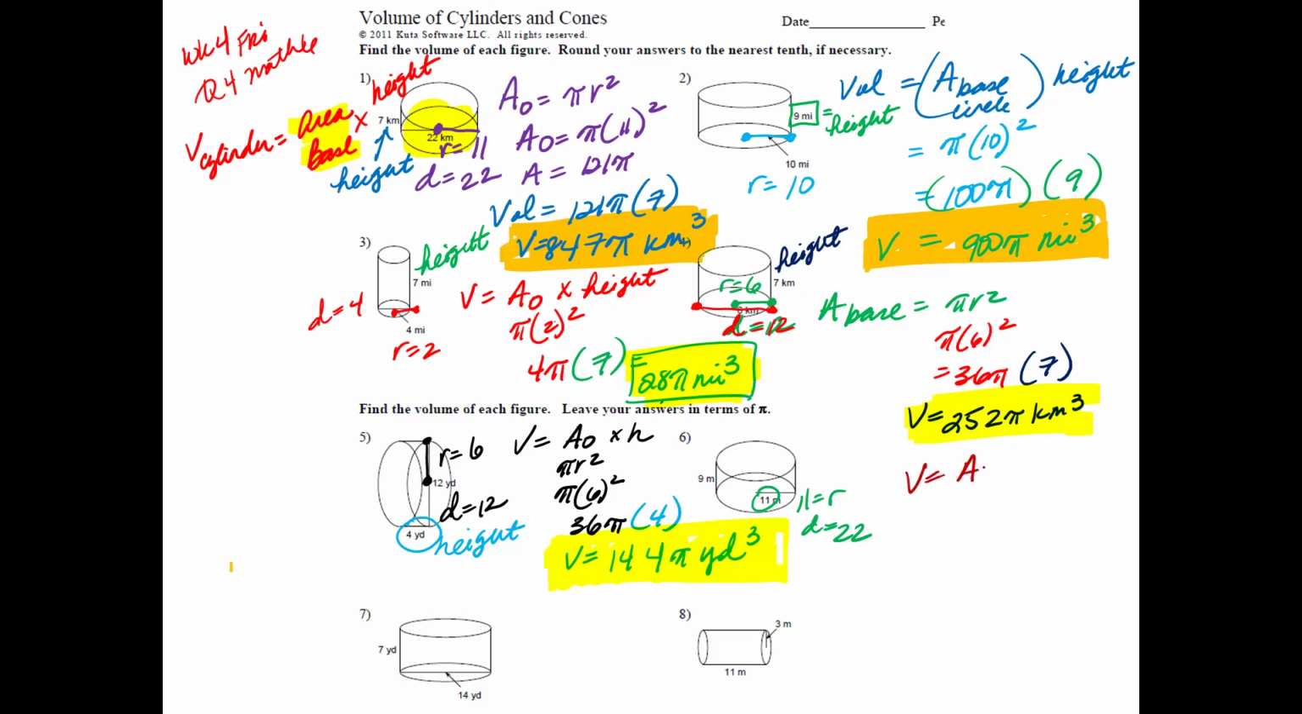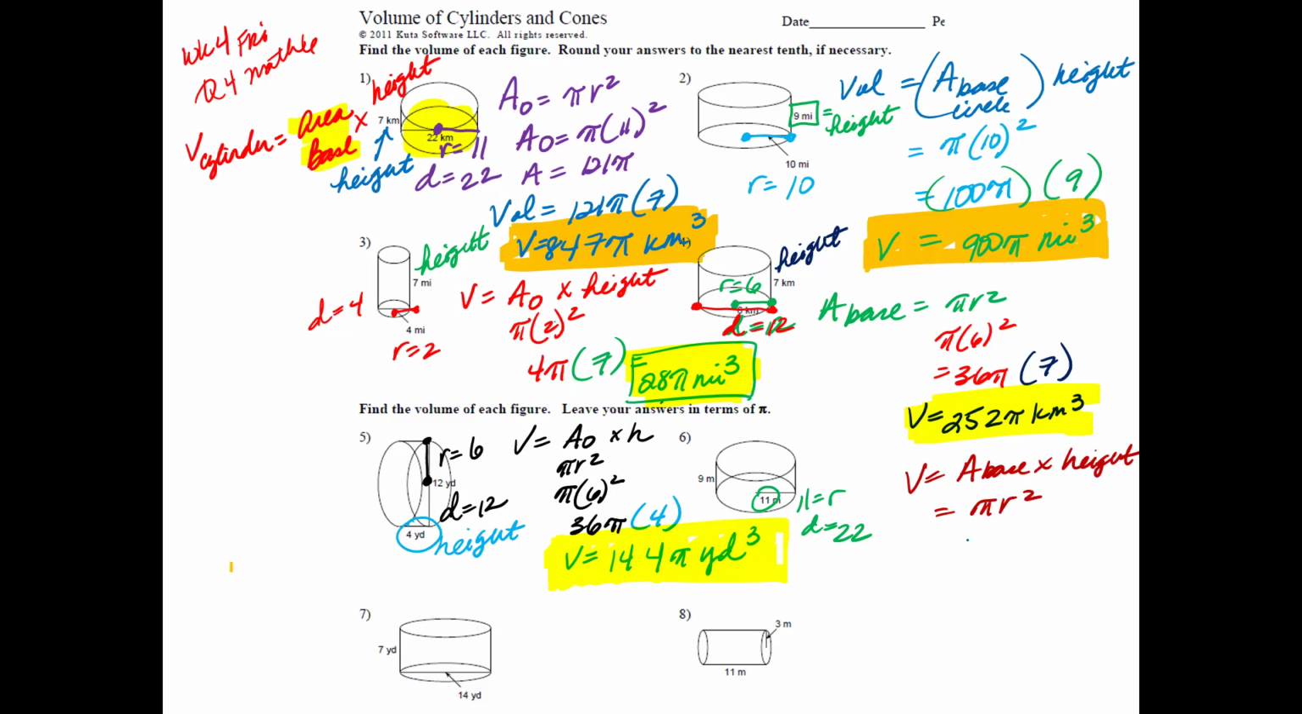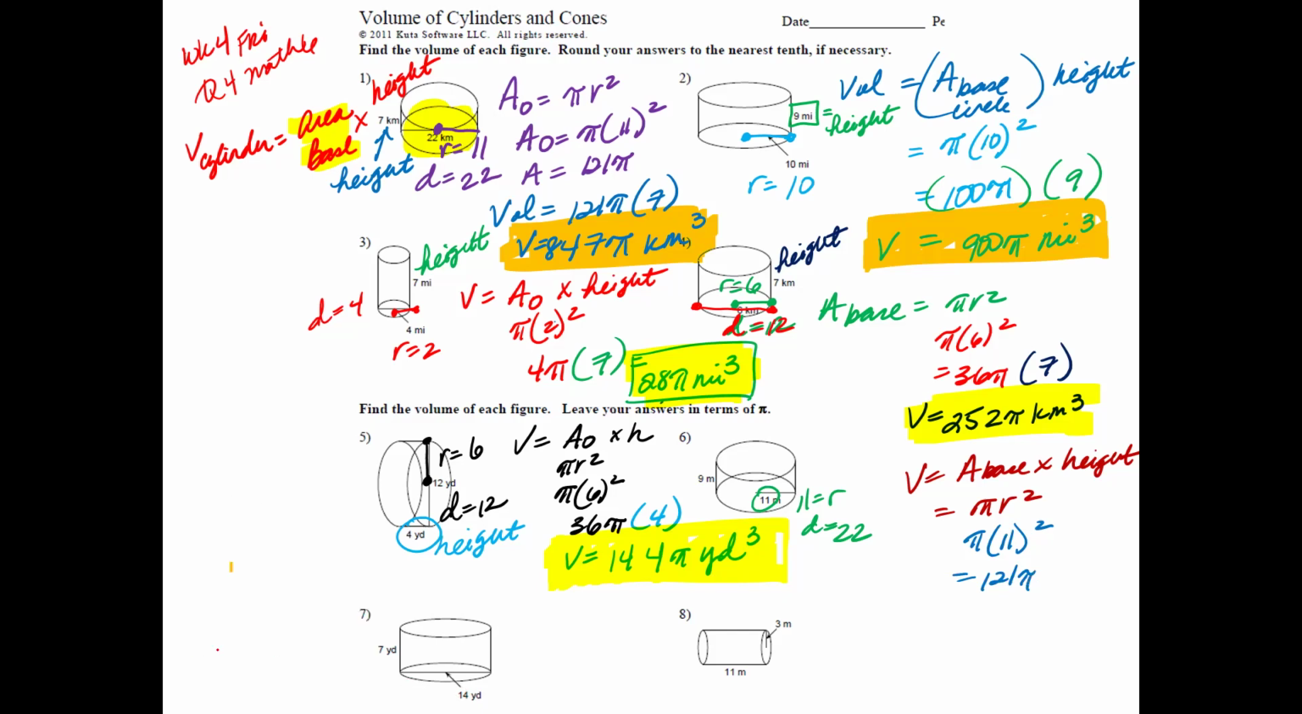Your volume is the area of the base times height. What's the area formula for a circle again? Go ahead. Pi r squared. So pi times 11 squared is 121 pi. What do you need? What's your height? I'm gonna wait for a little bit. Grab your laptop. What's your height? 9? Is it a 9? So what's 121 times 9?